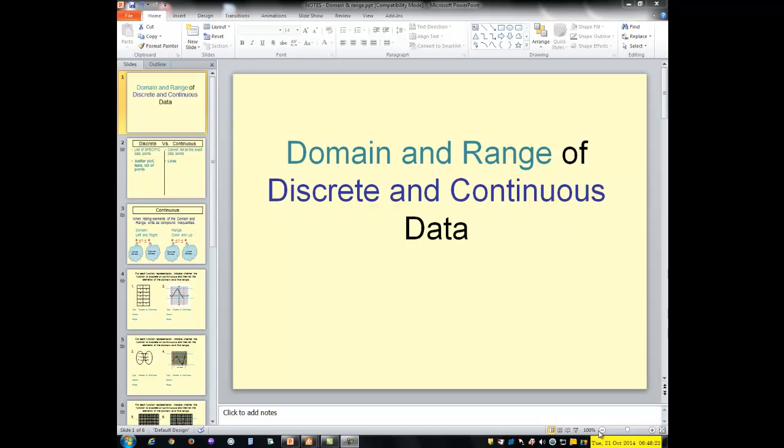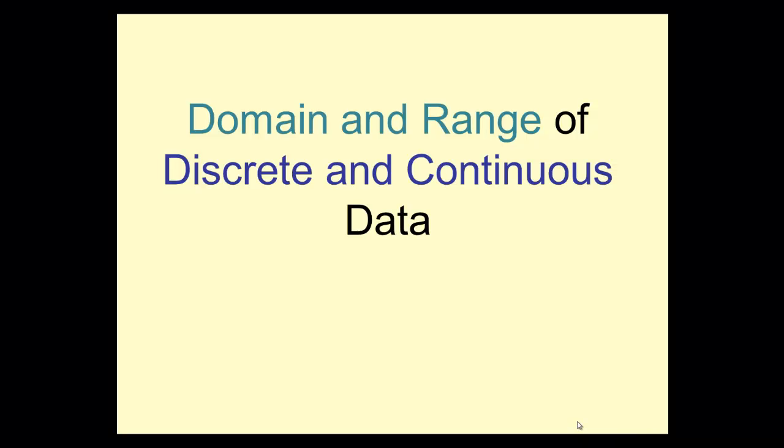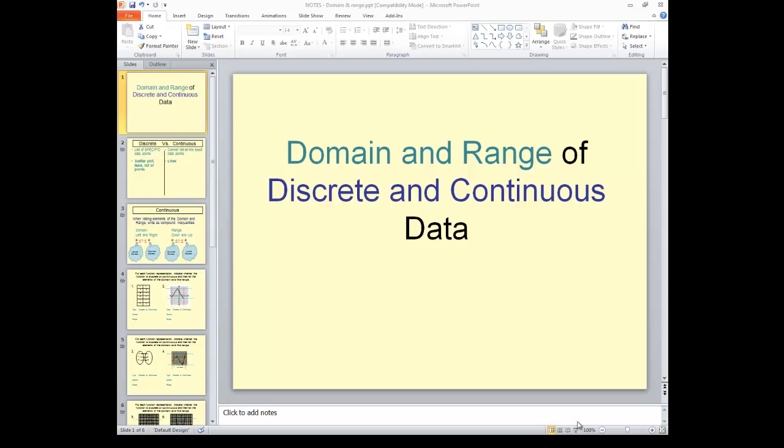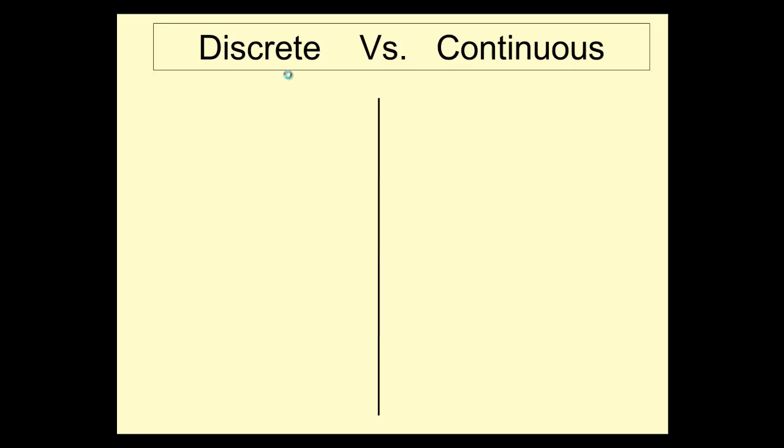Hello everyone. Today we're going to be going into more detail about domain and range. Specifically, how to find the domain and range from the graph of a function. First, we want to talk about two kinds of graphs, or two kinds of data, and those are discrete and continuous data.